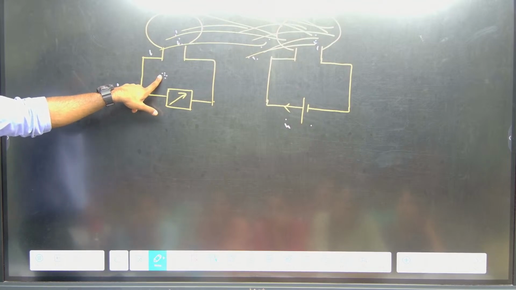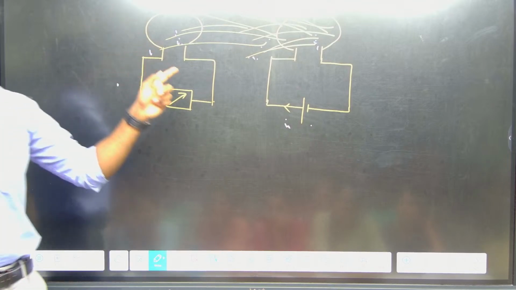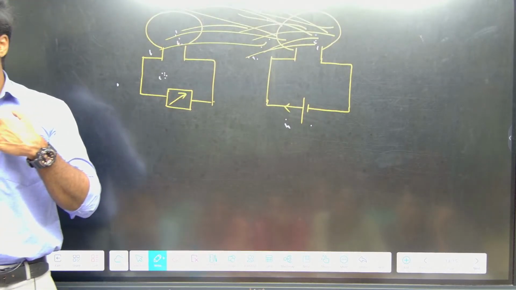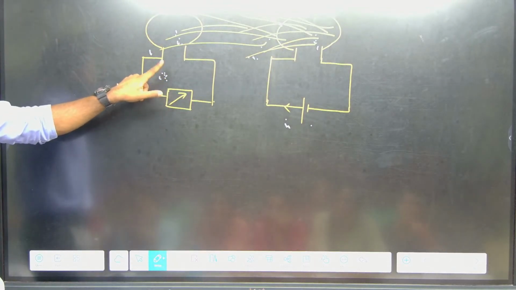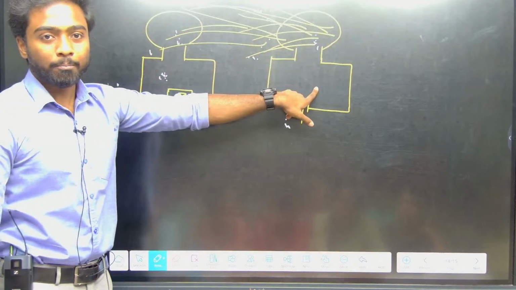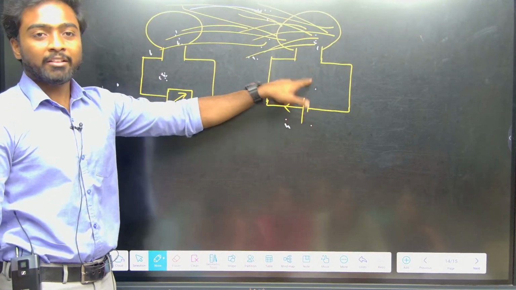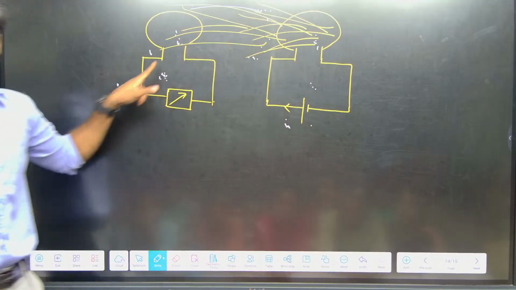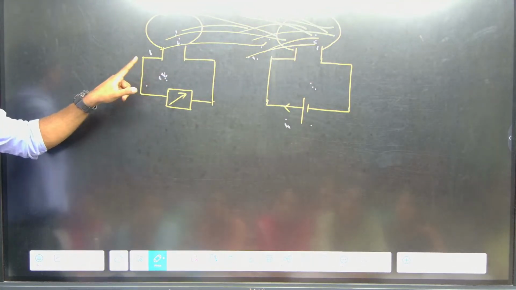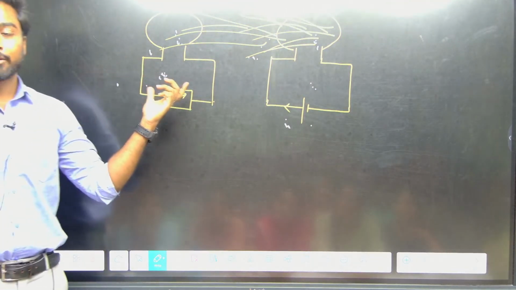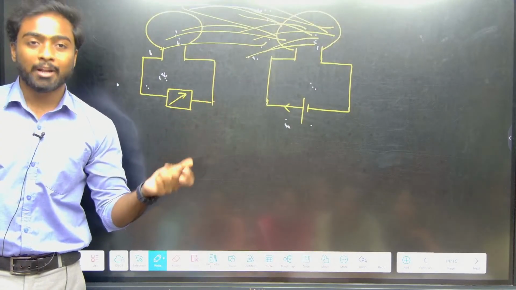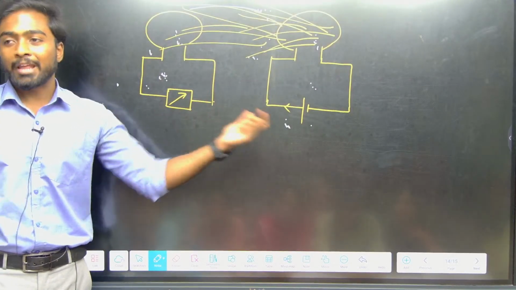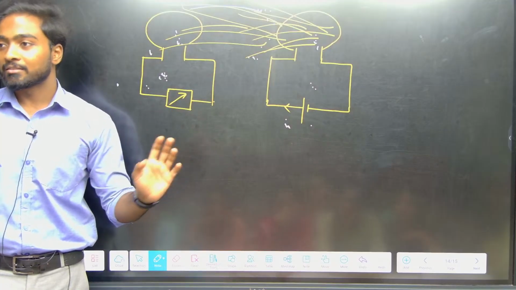Am I creating any own EMF in this circuit? In the first one, I have created my own EMF. But in this case, I am creating the EMF by the adjacent circuit. I am getting the help of the adjacent circuit and creating the EMF, right? So that EMF is what I am calling mutual inductance. Mutually I am getting that from the adjacent circuit.